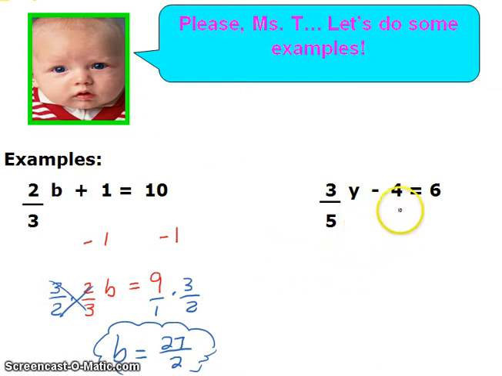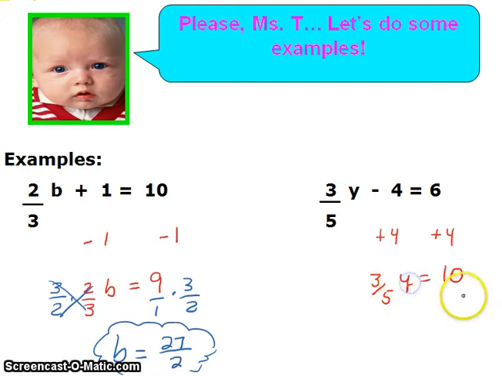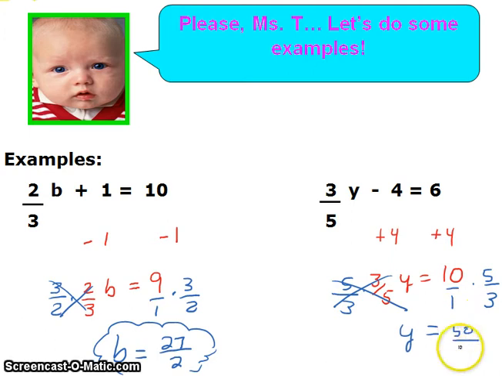Okay, ready for the second example? I'm going to undo the -4 by adding 4 first. I end up with 10 on the right side. The 4's are gone on the left, and I have 3/5 times y equals 10. I'm going to multiply both sides by the reciprocal of 3/5, which is 5/3. On the left side, I have y. On the right side, I have 10 times 5, which is 50. 1 times 3 is 3, so my answer is 50/3.